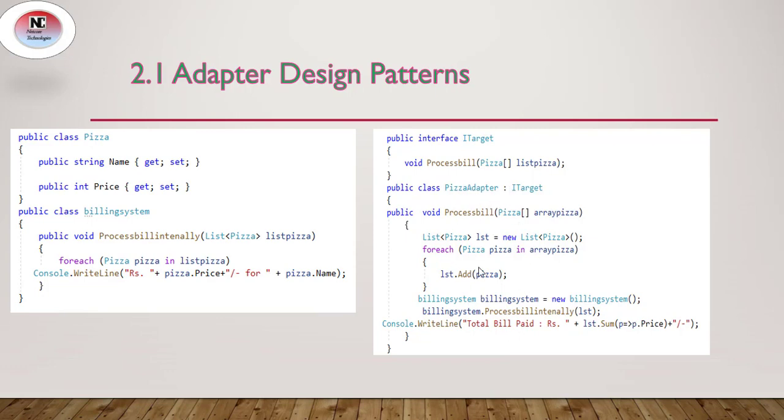So the user is going to deal with the adapter, and this adapter has a process bill information method which adds the pizza from this array to the newly created list. Means the array of pizza details will be added in lst. After that, we pass this lst to process bill internally, which is this method, and it prints price and name. Lastly, we are taking lst.Sum, so all the prices will be summed, so you will have the final bill.